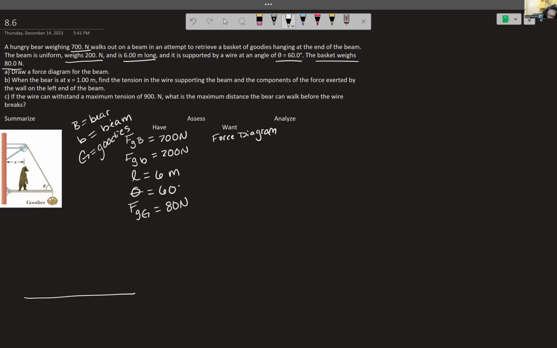So I have this beam. I have a wall here. These lines mean that this wall is immobile. I have this box. This is my goodies. I have some sort of supporting apparatus. And I have my angle here, and then do bears have tails?